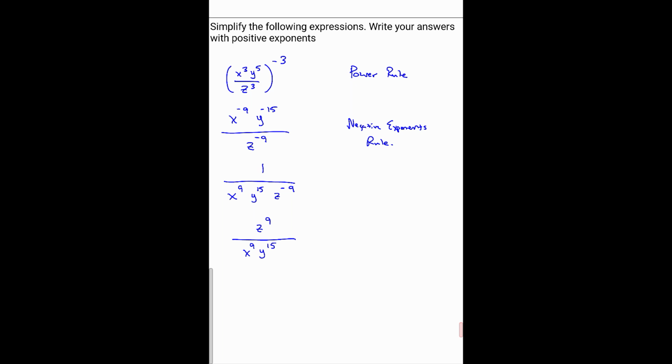So, as always, let me know if you have any questions of any kind. But definitely on this problem, on these exponent problems, go back and review your laws of exponents. They do come in handy.